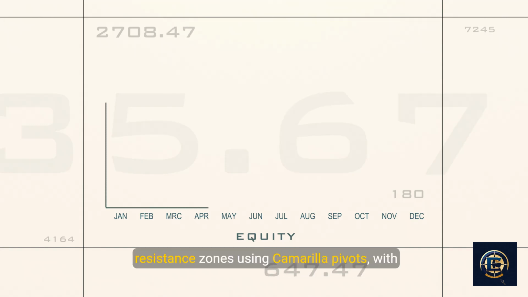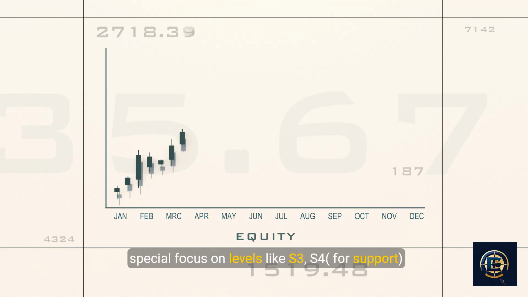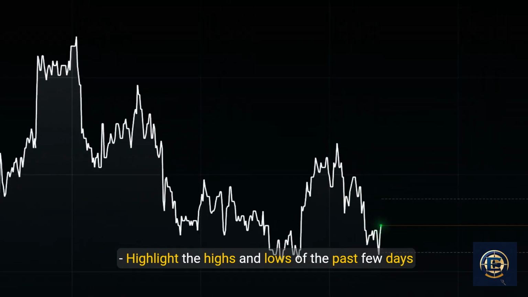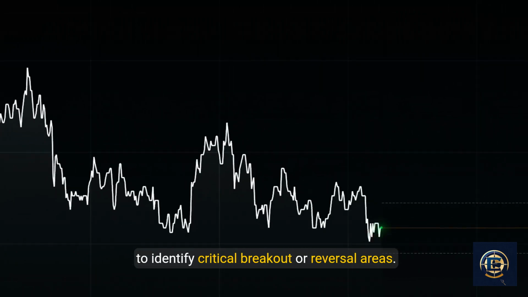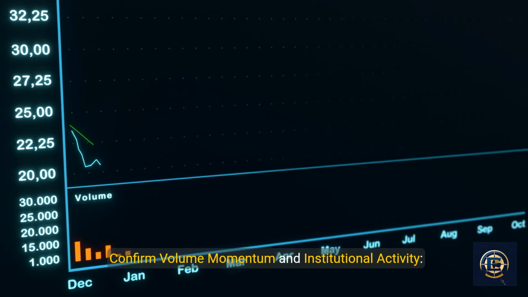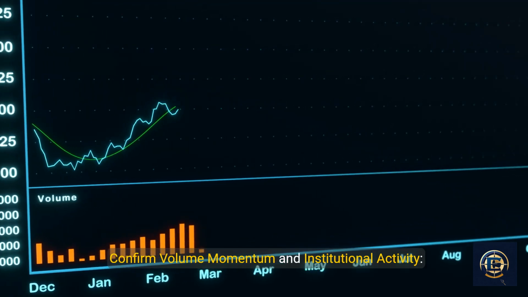For 2, mark major levels. Identify key support and resistance zones using Camarilla pivots, with special focus on levels like S3, S4 for support, and R3, R4 for resistance. Highlight the highs and lows of the past few days to identify critical breakout or reversal areas.